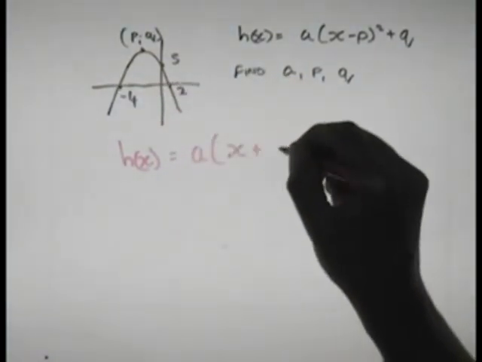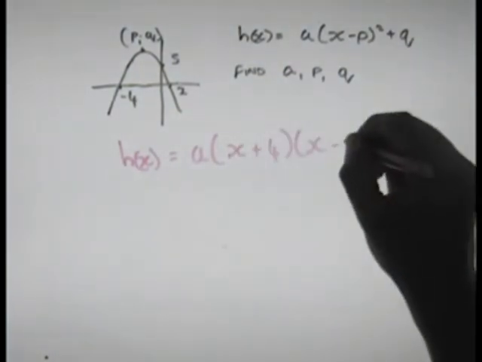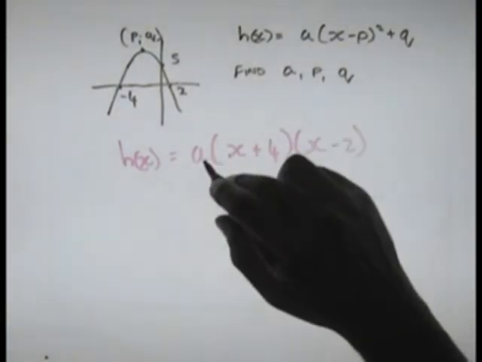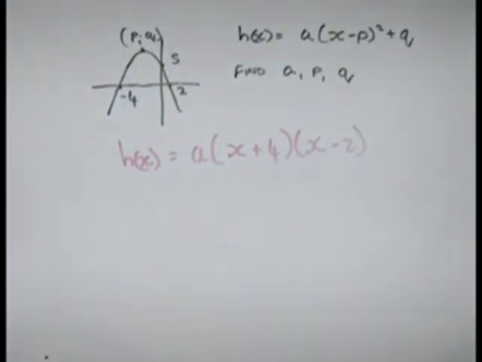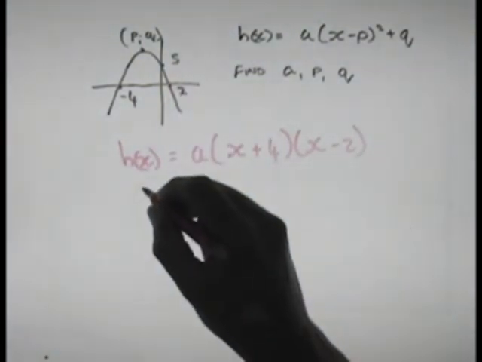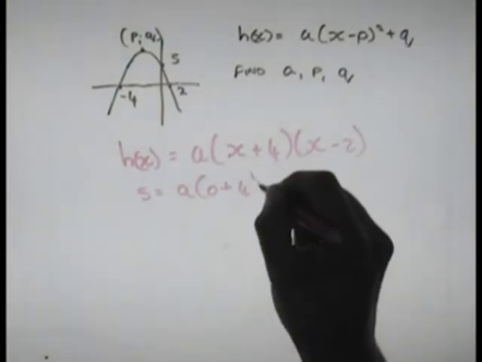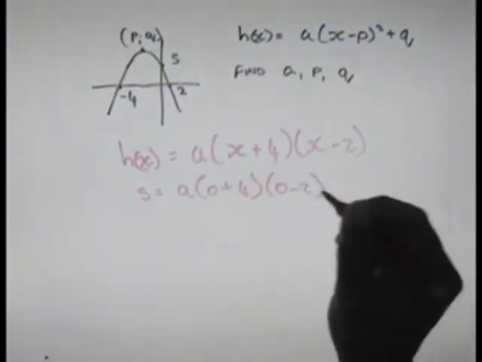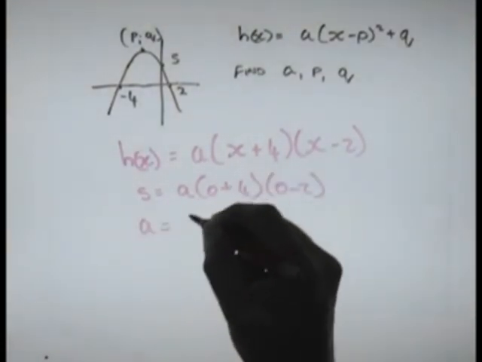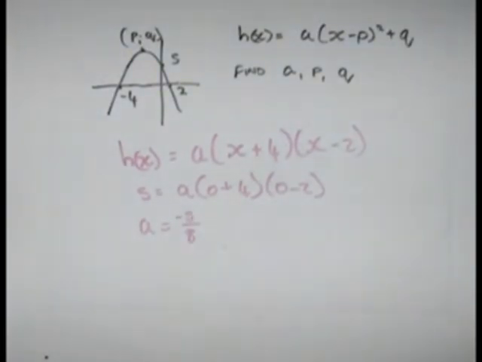So can't that just be (x plus 4) multiplied by (x minus 2) times a is equal to h of x. To get our a value, let's substitute that point in, which is y is equal to 5, x is equal to 0, which means that a is equal to 5 over 4 times negative 2, which is negative 8, so negative 5 over 8.